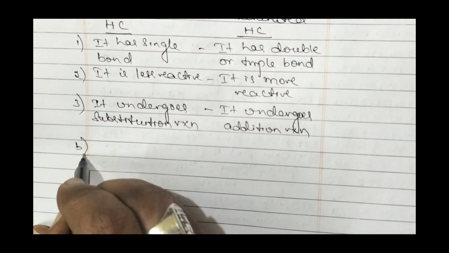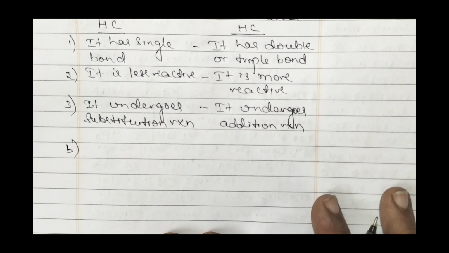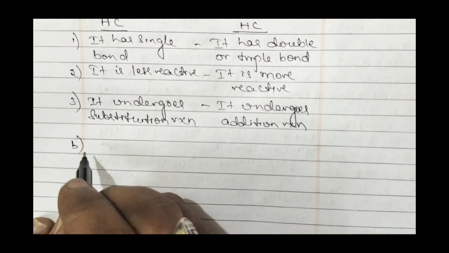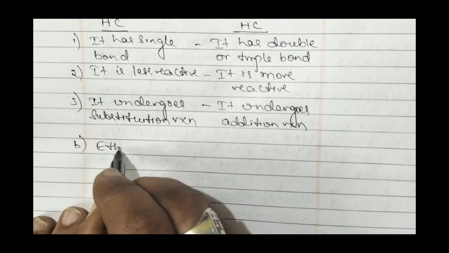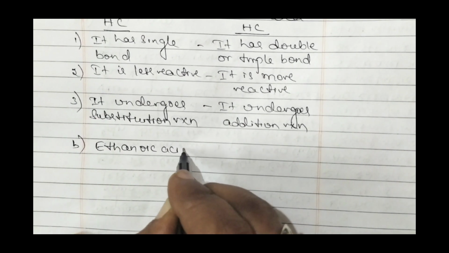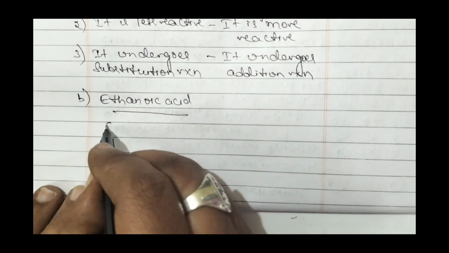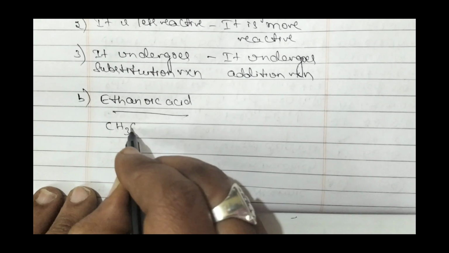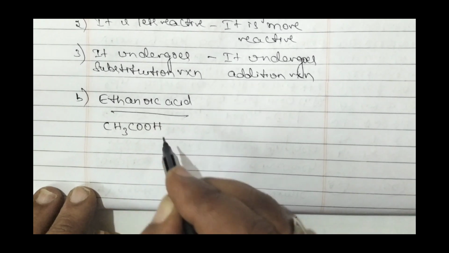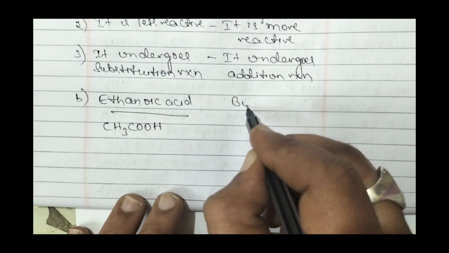So in that B question, we have to write the structural formula of ethanoic acid. So first, let us write the ethanoic acid structural formula. First the molecular formula, CH3COOH. Next, the second one, they have asked butanone.